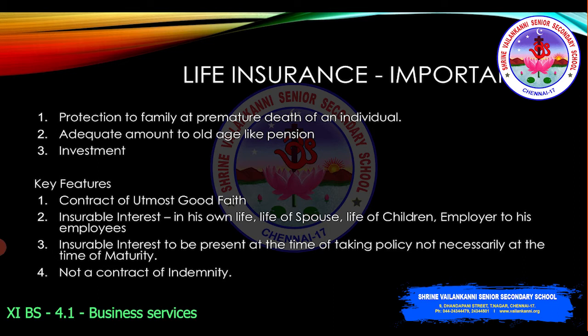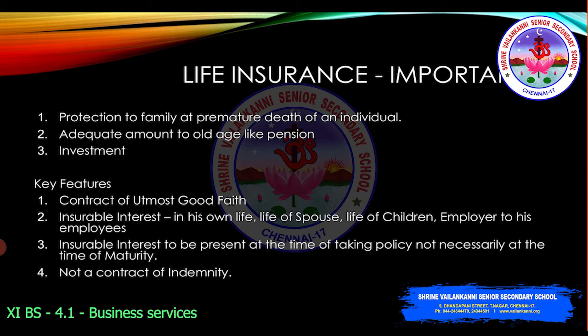I am repeating. Number one, it is a contract of utmost good faith. You cannot conceal any material facts. Number two, insurable interest in his own life, life of spouse, life of children, employer to his employee. Who can take an insurance policy? Insurable interest will be present for all these persons. Number three, insurable interest must be present at the time of taking the policy and not necessarily at the time of maturity.